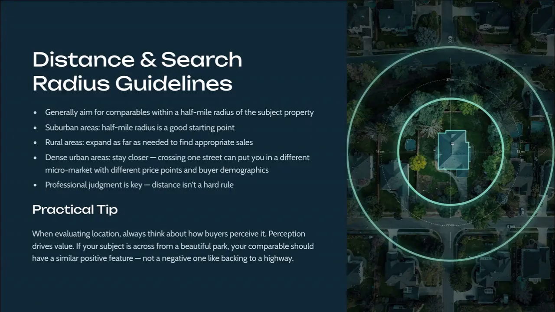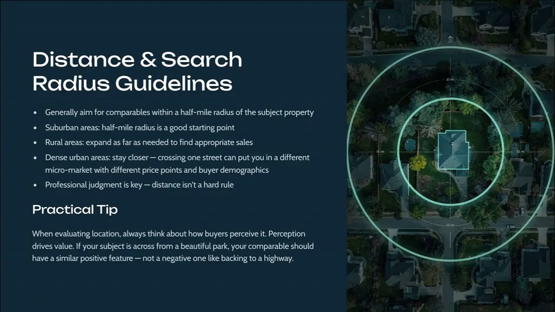Concentric search patterns work well as an organizational tool. Start closest to the subject and work outward, documenting sales at each distance increment. This approach demonstrates your methodical search process, and helps underwriters understand why you selected certain comparables over others. If you bypass a nearby sale in favor of a more distant one, document your reasoning clearly and remember, the appraiser may not have the latitude to exclude that sale from their appraisal.